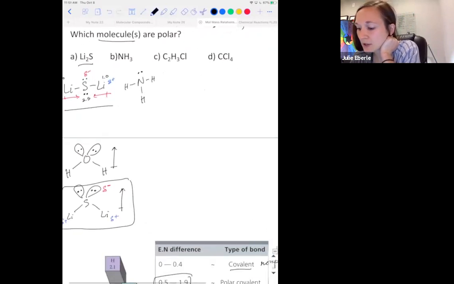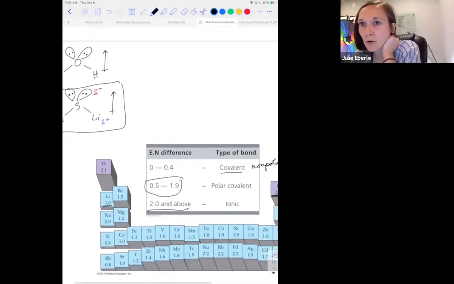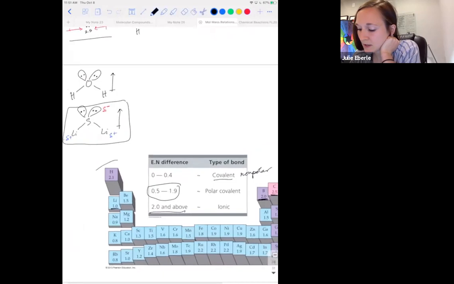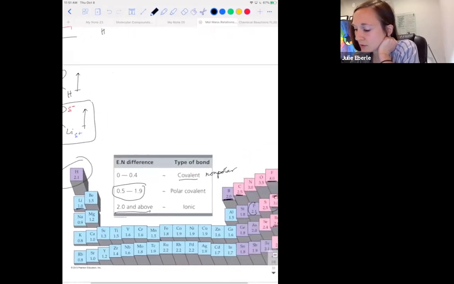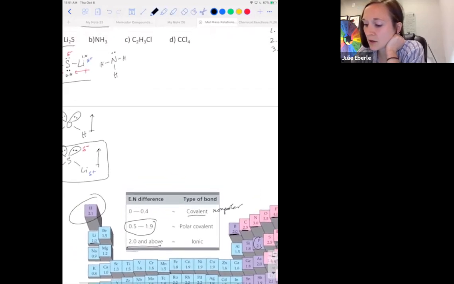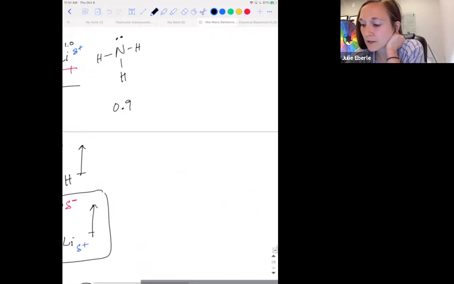Let's look at a nitrogen-hydrogen bond. Is that bond going to be polar? Hydrogen has electronegativity 2.1. Nitrogen is 3.0. What's the difference there between 2.1 and 3.0? It's a difference of 0.9. And that means it is polar. Okay? So all of these bonds are polar.